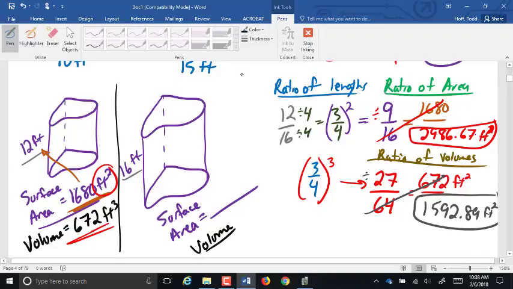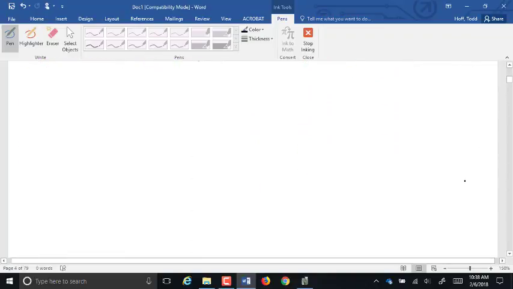What do you think? That's not square feet, that should be cubic feet, by the way. That's volume. Cubic feet. So anyway, let's take a look at a special little problem here.